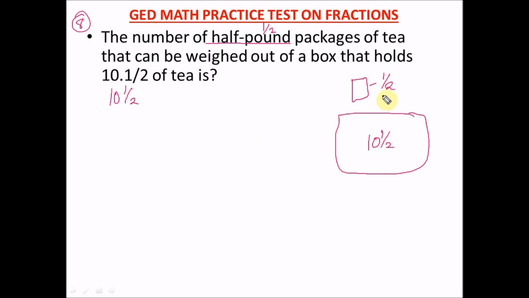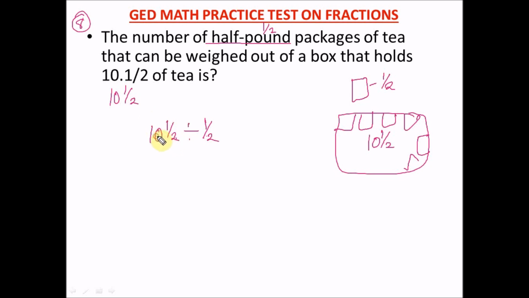Okay, so to get this, all we need to do is divide 10.5 by a half. To get how many half-pound packages we can get in this box of 10.5 tea. The interpretation of this is just 10.5 divided by 1/2. Okay, so this is a mixed fraction. Let's change this to an improper fraction.